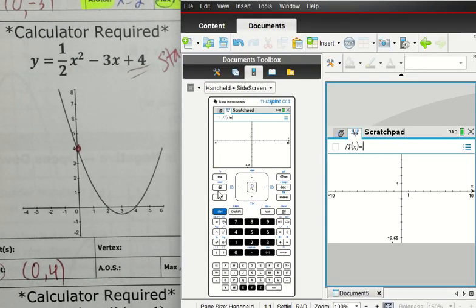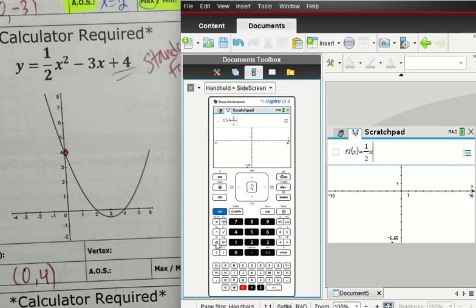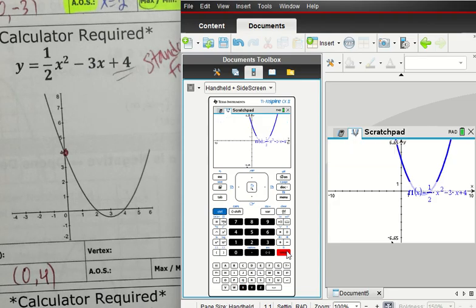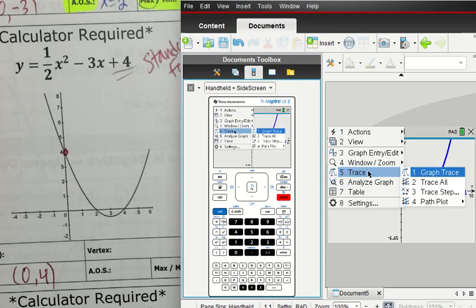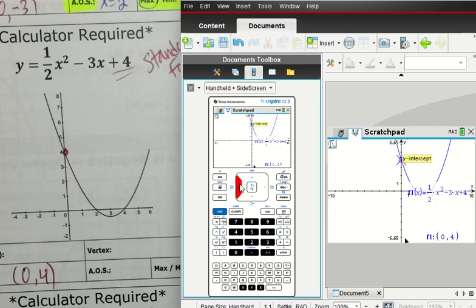So I'm going to have 1/2 x squared minus 3x plus 4. And this is a graph. So now we're going to do menu, trace, graph trace. And right away it gives us a y-intercept of 0, 4.